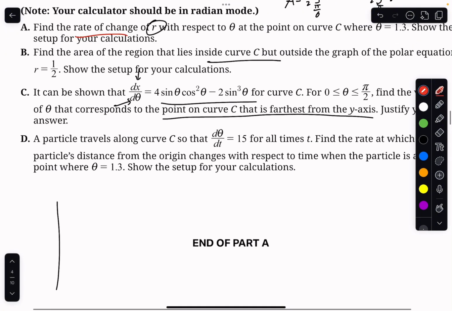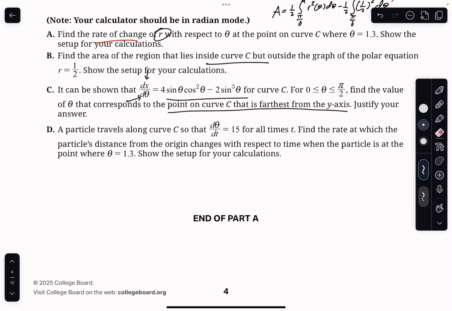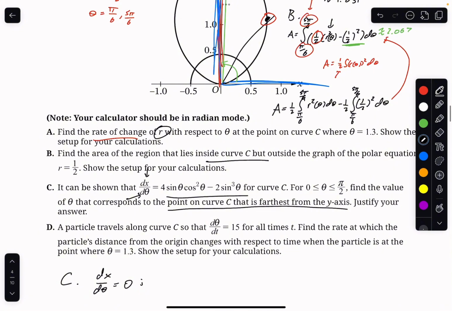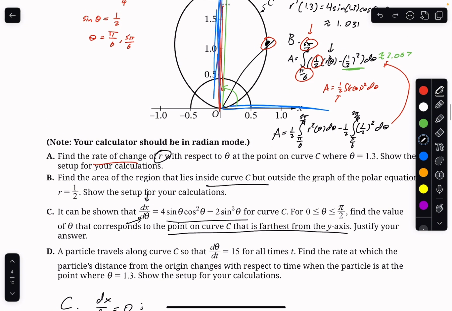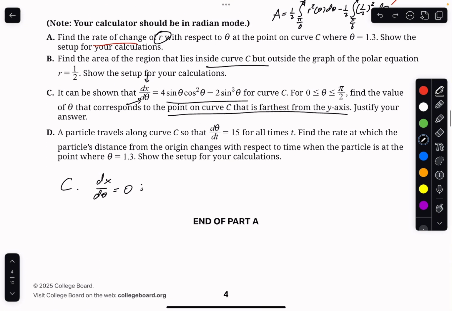So let's just do that. And they give us the derivative right there. So there's nothing complicated we have to do. So part C, just let dx d theta simply equal 0. It's that simple. And I believe this is a calculator allowed question. So you can literally just plug this into your calculator and solve for it and use the calculator functionality and go to 0 to see when it's equal to 0. But you can also do this analytically if you want.